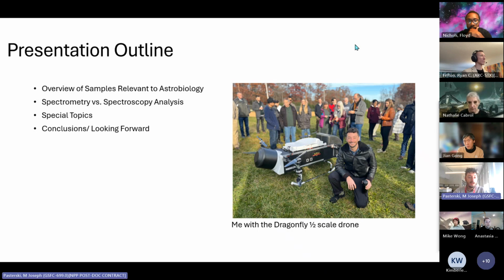So then a quick overview of what I'm going to be talking about: a little bit of what types of samples actually could be relevant to astrobiology and some examples of what might be biosignatures, an overview of generally spectrometry versus spectroscopy, which is a huge topic, and each one is its own textbook, but I'll do my best. And then a couple of special topics that I think are important to consider from my personal experience, and then going from that to conclusions and future outlooks.